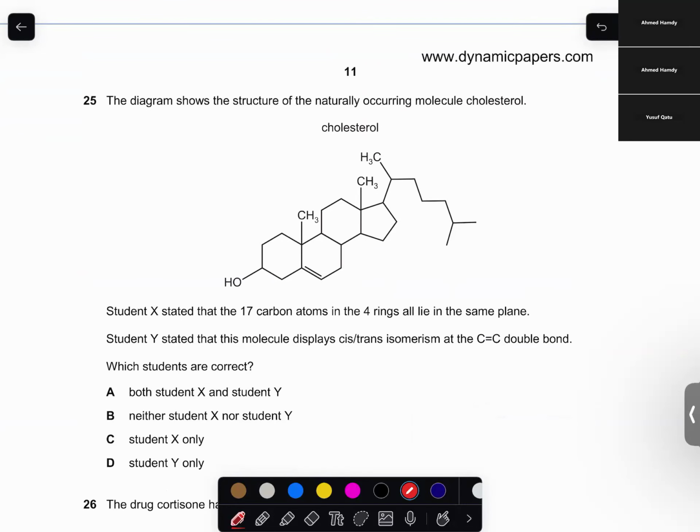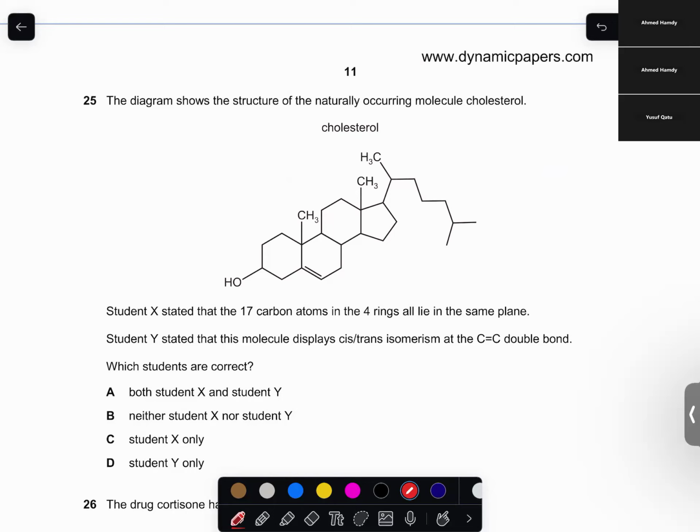25. The diagram shows the structure of the naturally occurring molecule cholesterol. Student X stated that 17 carbon atoms in the 4 rings are all in the same plane.